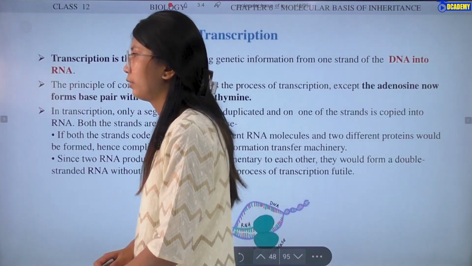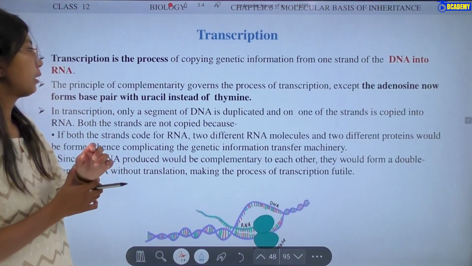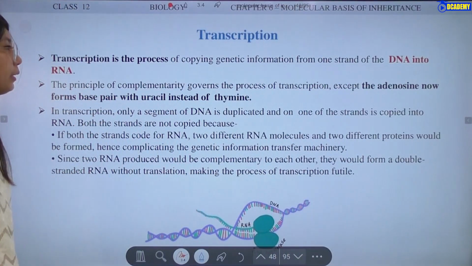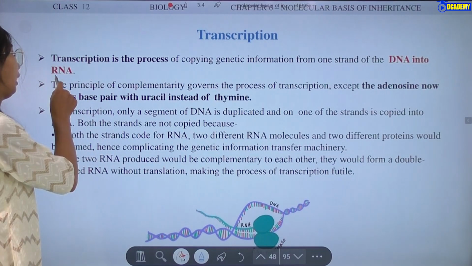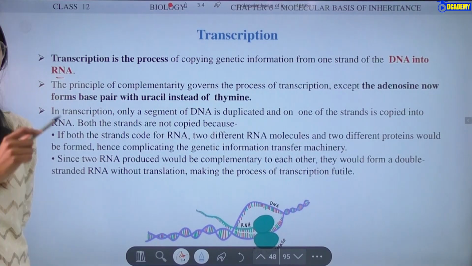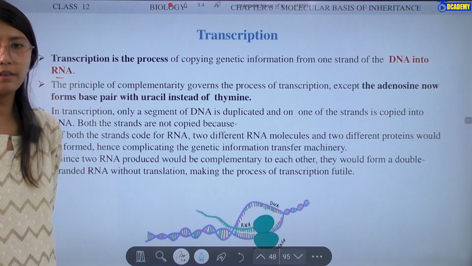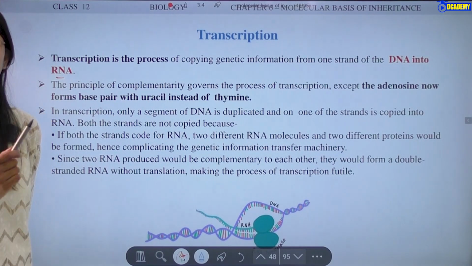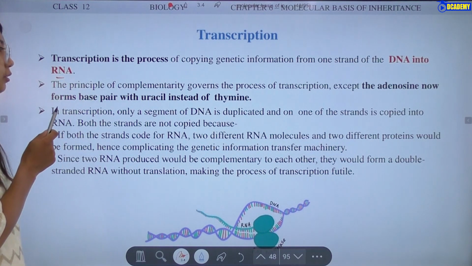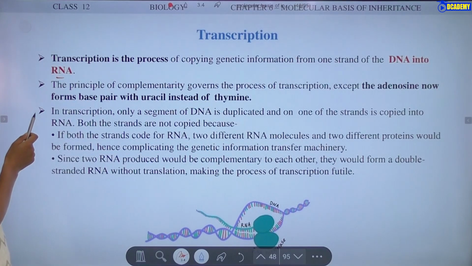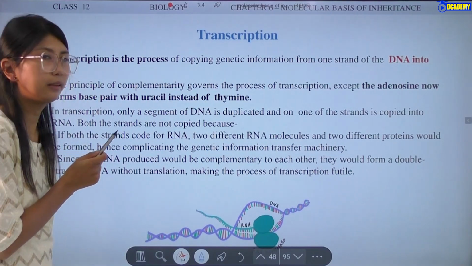That's transcription. Transcription is the process of copying genetic material from one strand of the DNA into RNA. The principle of complementarity governs the process of transcription, as adenosine now forms base pairs with uracil instead of thymine.